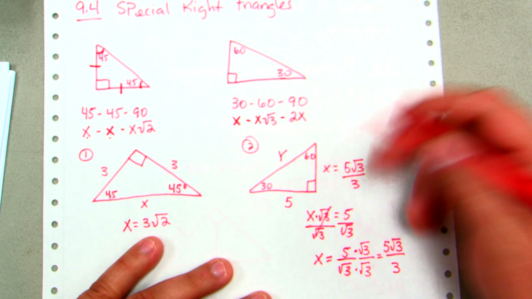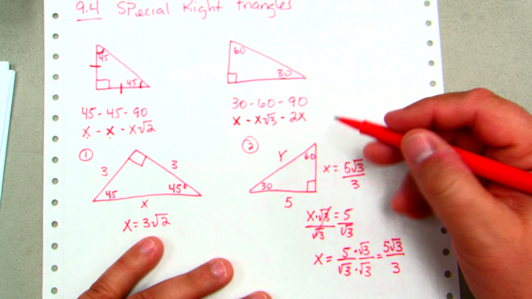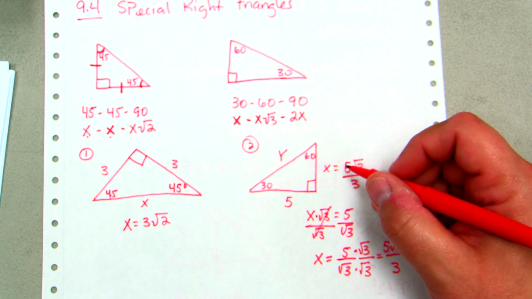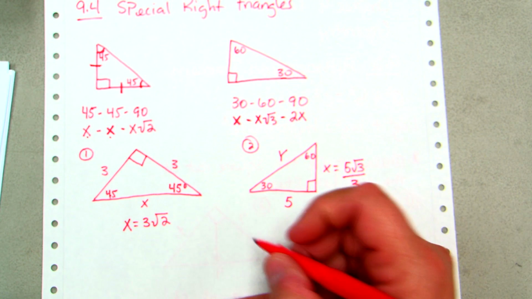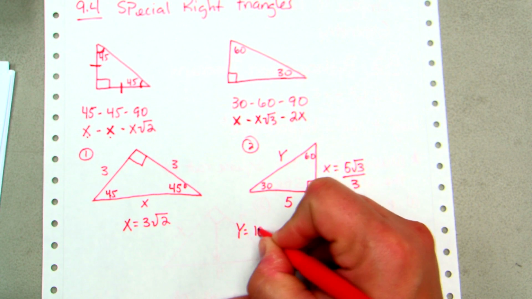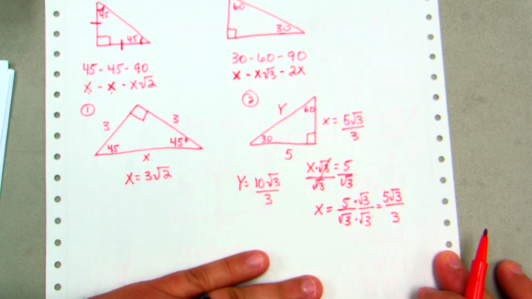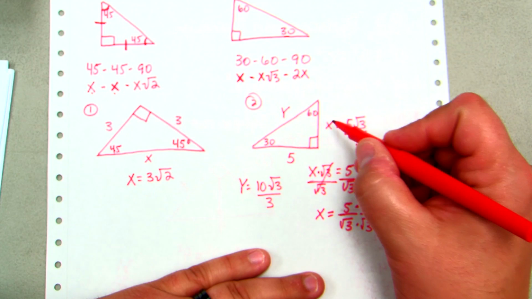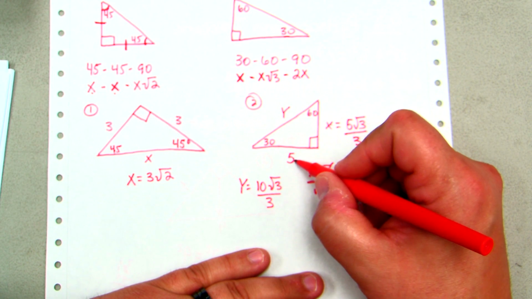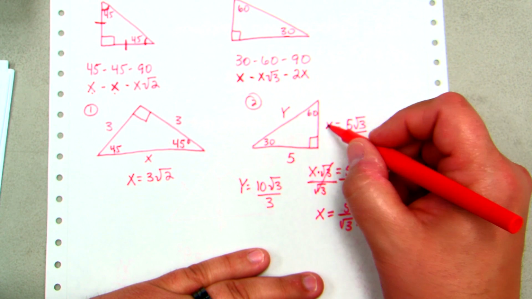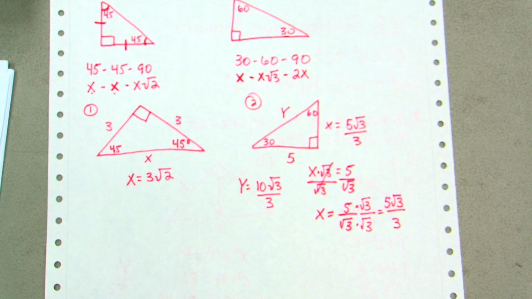Now I have my short side, which was the key. To find my long side, all I do is multiply this times 2. So I'm just going to say 5 times 2, which gives me 10. So y is equal to 10 times the square root of 3 over 3. That was a little bit trickier because you have that square root of 3, but remember that from the short side to the middle side, you multiply times the square root of 3, and from the short side to the hypotenuse, you multiply times 2, based on what they give you.